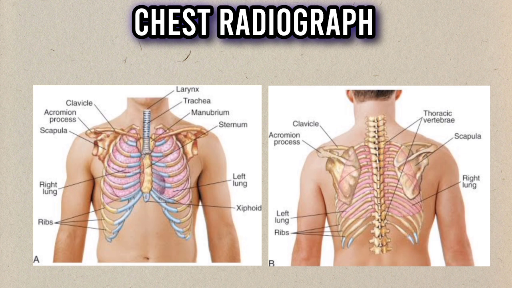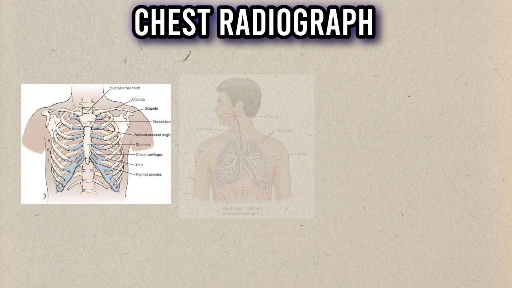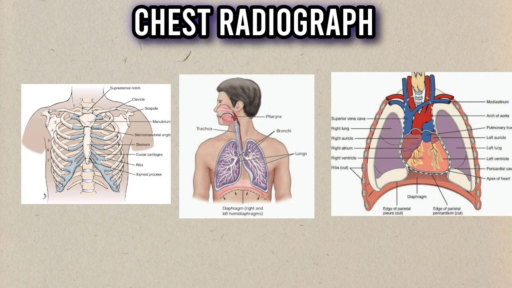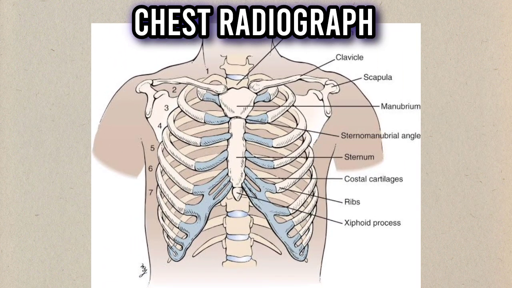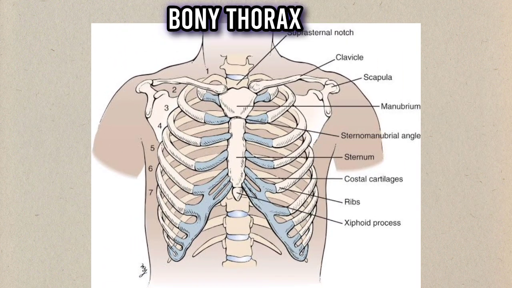Now, the chest or the thorax is the upper portion of the trunk between the neck and the abdomen. Radiographic anatomy of the chest is divided into three sections: the bony thorax, the respiratory system, and the mediastinum. And in this video, we're going to look at the bony thorax. So let's get started.